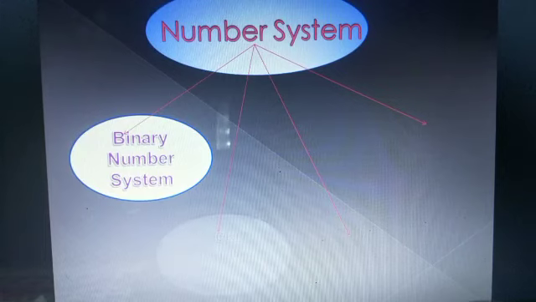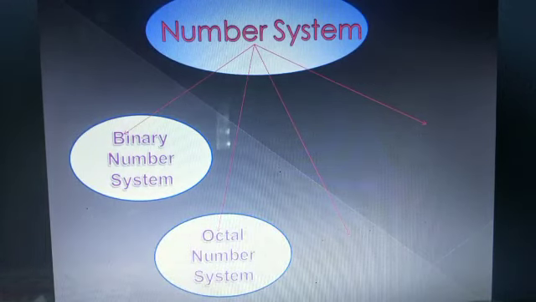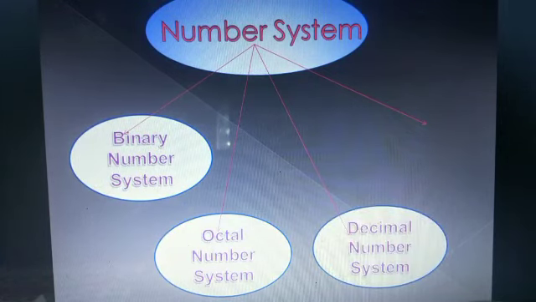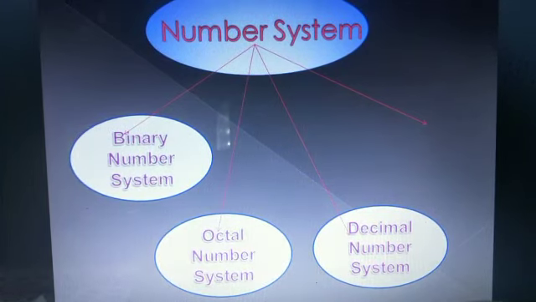Next, second is the octal number system. It consists of digits from 0 to 7 as 0, 1, 2, 3, 4, 5, 6, 7. It consists of a total of 8 digits. Next, third one is the decimal number system. It consists of all the numbers from 0 to 9 which is usually used by us. We use numbers from 0 to 9 and that is called the decimal number system.